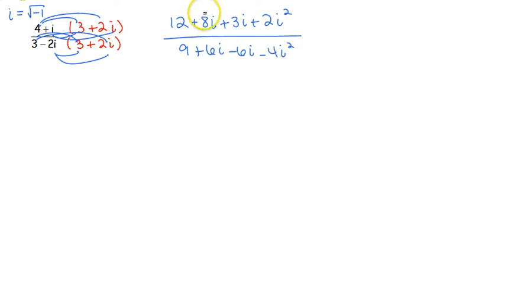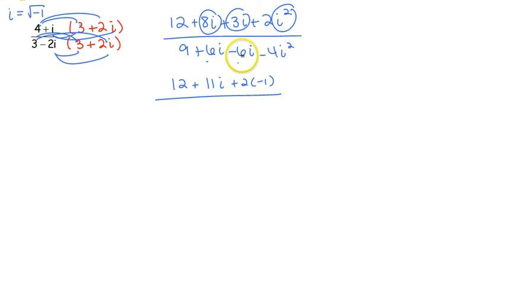Go ahead and combine like terms on top. 8i and 3i gives us 11i. That i squared is really a negative 1, so it's 2 times negative 1. On the bottom, 6i minus 6i. The whole purpose of multiplying by the conjugate is to get rid of those middle terms. That way I no longer have a square root on the bottom.